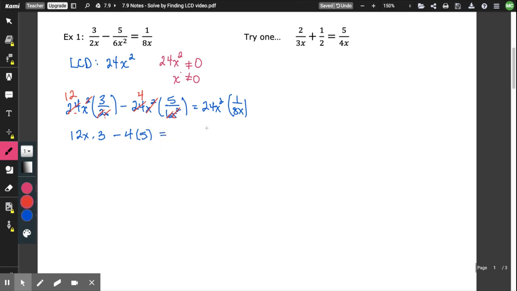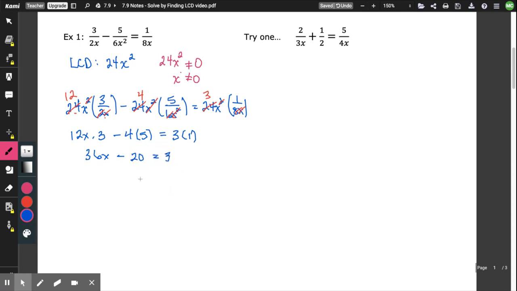And then finally, I've got that last one, 24x squared divided by 8x. The x cancels. 24 divided by 8 is 3. So that gives me 3 times 1. Now I've got 12x times 3 is 36x. 4 times 5 is 20. And 3 times 1 is 3.